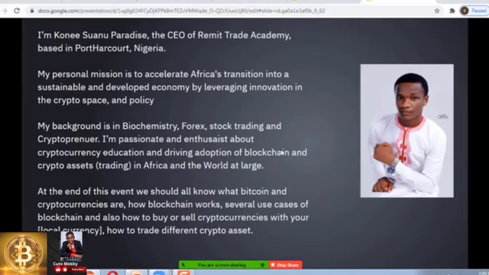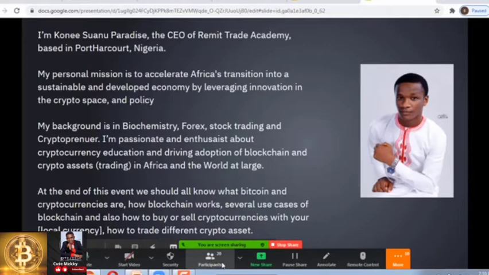Now, at the end of this event, you'll be able to know what Bitcoin is, what cryptocurrencies are, how blockchain works, and several other use cases of blockchain, and how to buy and sell cryptocurrencies with your local currency. In fact, that's the most important thing: how you can use your Naira to buy cryptocurrencies. Very, very important. I will show you how you can deposit your Naira and use it to purchase some cryptos.